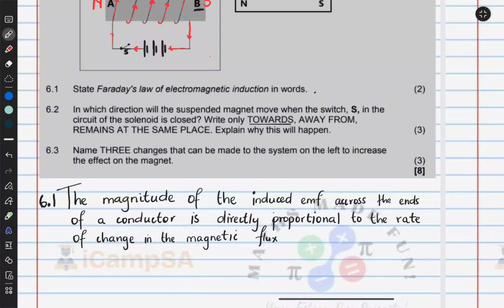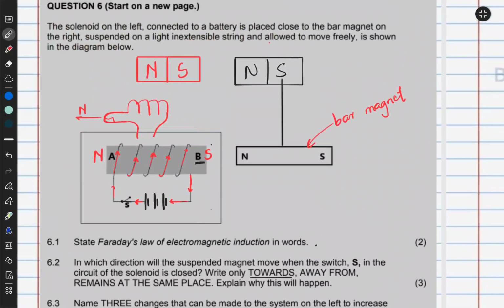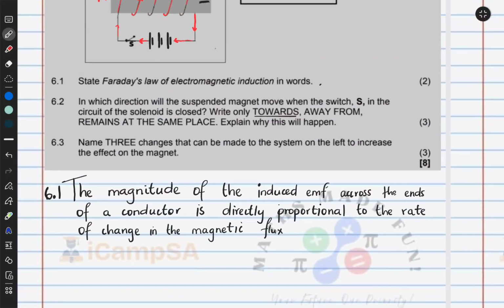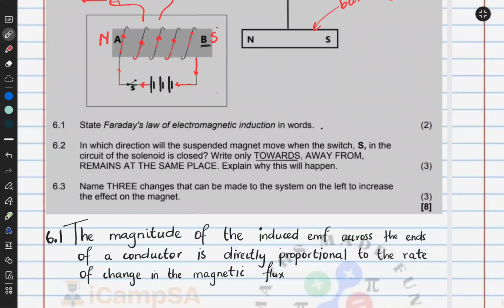Now, name 3 changes that can be made to the system on the left to increase the effect on the magnet. Essentially what they're asking is, how can we increase the magnitude of the induced EMF? It's another way of asking it. Whenever you're answering questions like this, I know there's that list: increase the number of turns, increase the speed, and so on. You must bring the answer to the current situation.